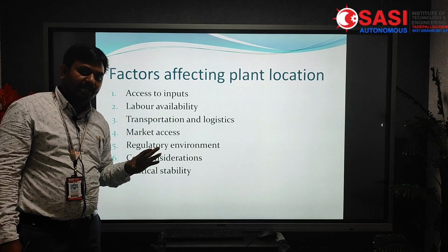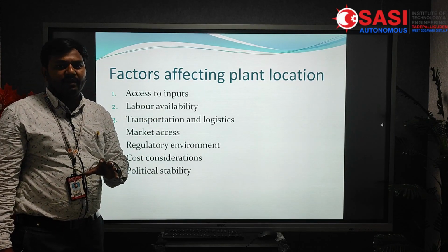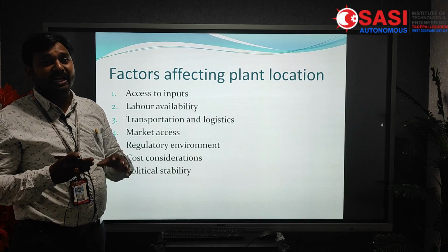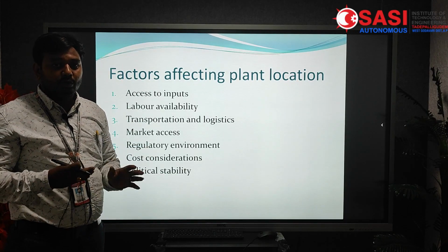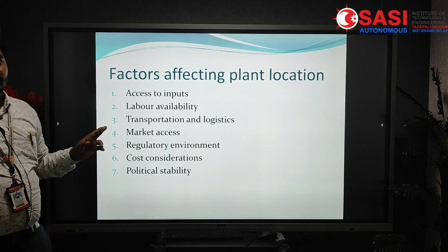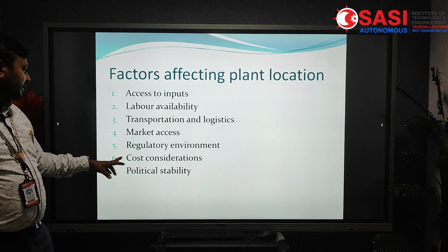Transportation and logistics. Transportation facilities must be there. Whenever you produce the goods or services, they must be transported from the place of production to the place of consumption. So the transportation facilities also affect the plant location.